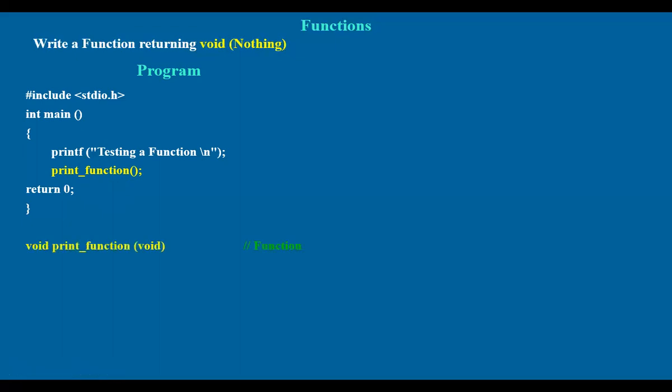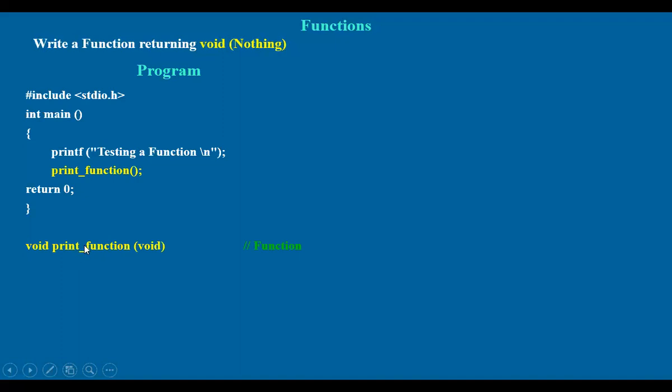So we write the function here. This is the function name, void. This is the very first part of the function. That is void, in the sense it just returns nothing. Let us see why. Print function, this is the name of the function. That is just to print something. We have given that name here.